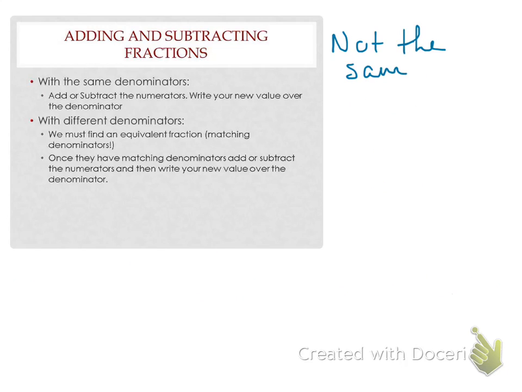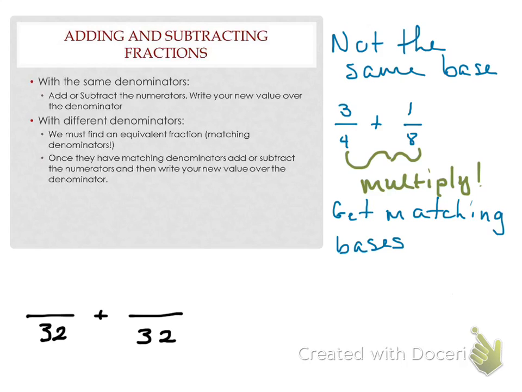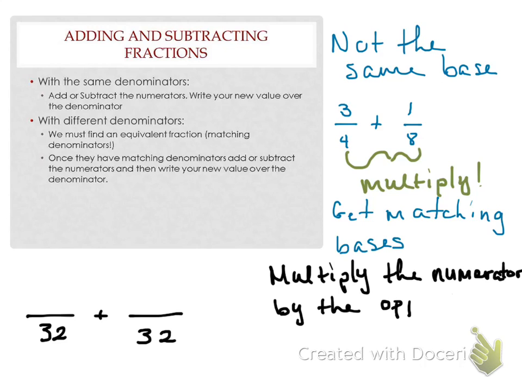Okay, what about if the bases aren't the same? The first thing we need to do is we need to change those bases. We want to make sure they're matching because if they're not matching, we can't add or subtract them. So what we're going to do is we're going to multiply the bases together to get matching bases. So we have 32 on both of them, but how do we get our new top numerators for both of those values? What we're going to do is we're going to multiply the numerators by the opposite denominator.